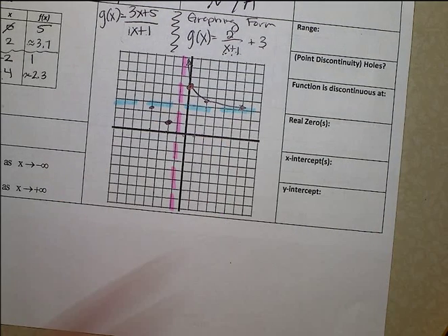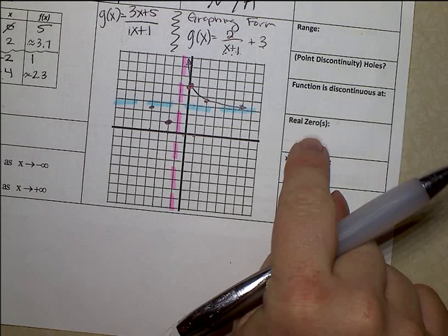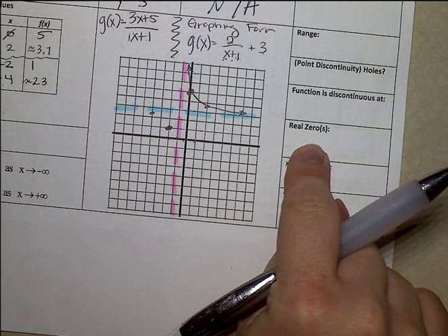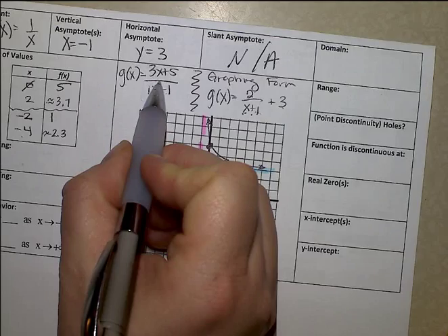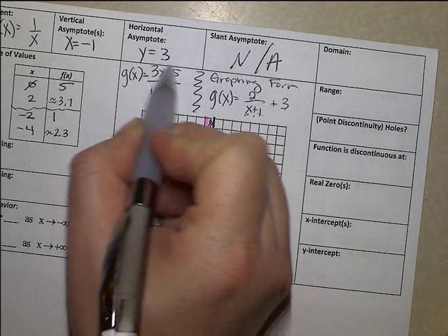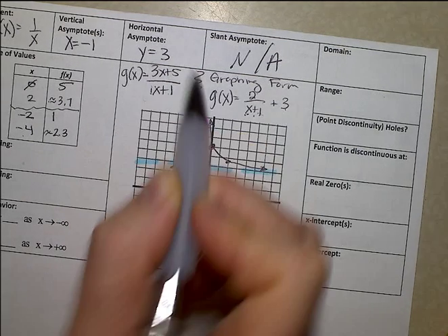Before I draw this, I want to figure out what is going to be the zeros. So I'm going to come over here. What are going to be the zeros or the x-intercepts? Remember, go back to the first form, the rational form. Take the numerator and set it equal to 0.